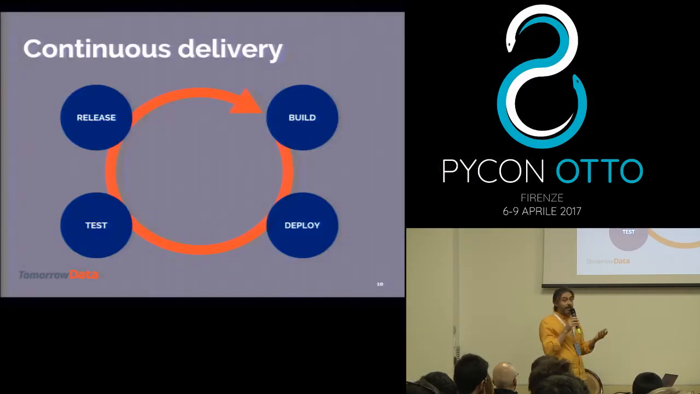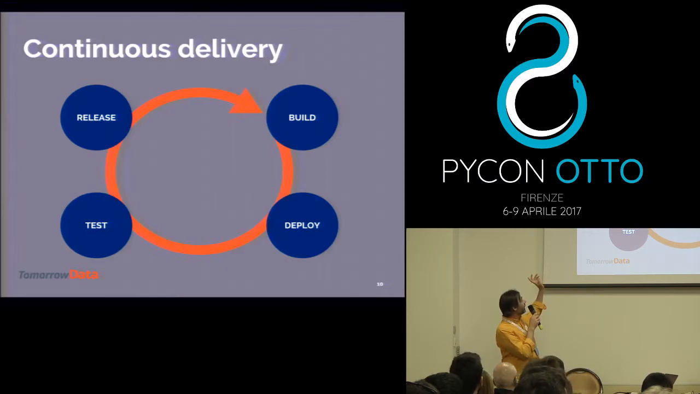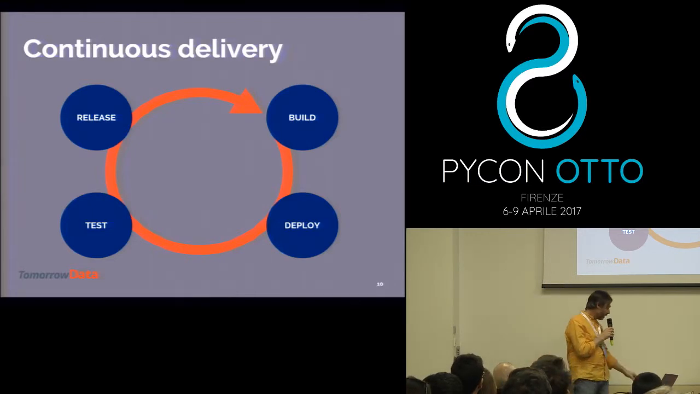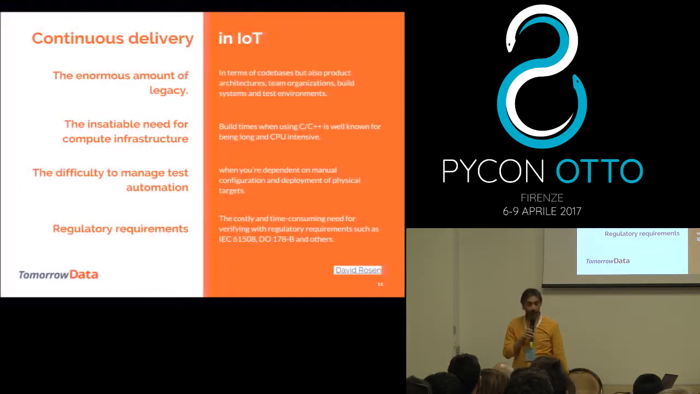So we need something like continuous delivery. This is nothing but a standard drawing of continuous delivery. So a cycle of, just let me recall it, you all know it, building, deploying, testing, releasing. What are the points that make this difficult in the IoT?